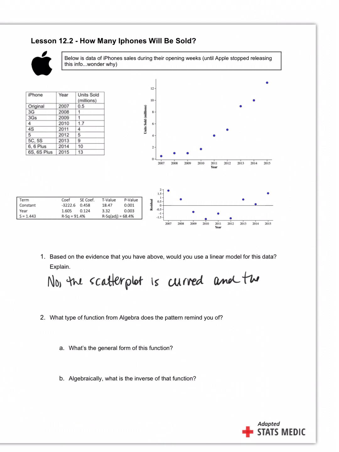And there is a leftover pattern in the residual plot. Also want to bring your attention to the R squared value in the table. Look, it's only 91%. Okay, it's all right. It's not horrible. It's not close to 100. I mean, it's not super close to 100, right?